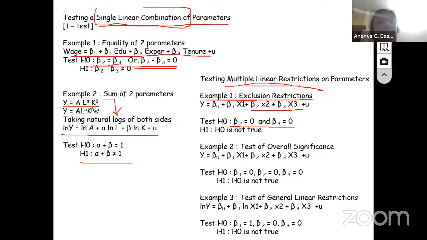And it's unlike something that you did in your two-variable model. In your two-variable model, you simply tested beta 2 is equal to 0, or you tested beta 3 is equal to 0. Now you can actually test that both beta 2 and beta 3 are together equal to 0.